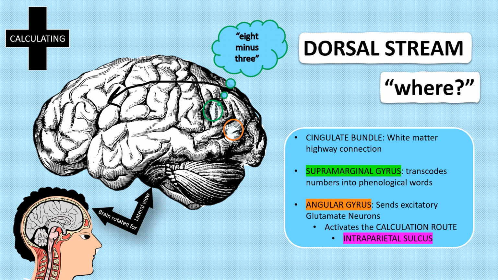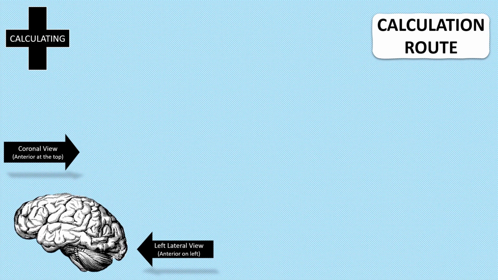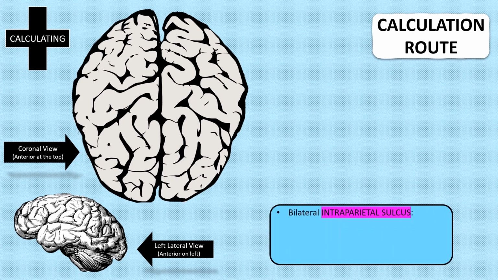Therefore, excitatory glutamate neurons are sent along the intraparietal sulcus for activation of the calculation route. In order to fully comprehend the calculation route, we must take a look at both hemispheres of the brain. From the coronal, or top view of the brain seen here, we can analyze how math equations are calculated using bilateral communication in the brain.